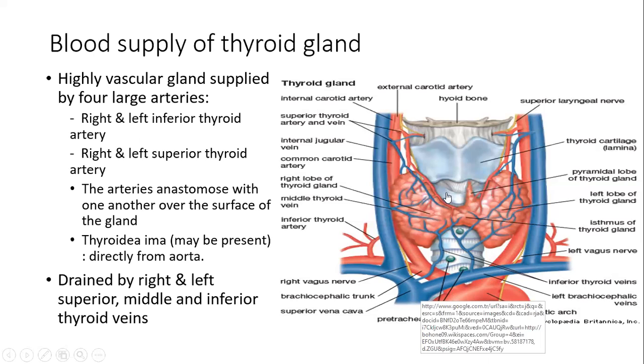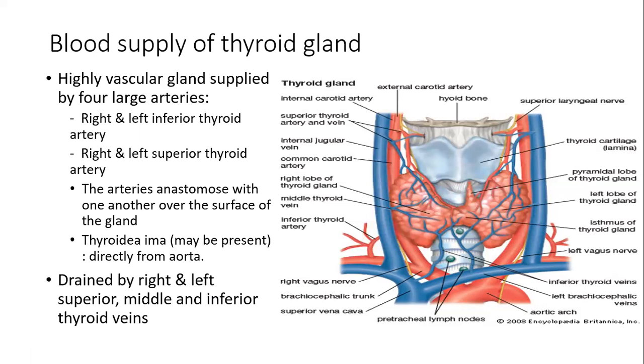So three on the right side, three on the left side. Superior, middle, as well as inferior on the right and left. Totally six veins will be drained. So it is supplied by four arteries and six veins. Sometimes there can be a fifth additional artery called the thyroidea ima artery, which is directly a branch from the arch of the aorta.